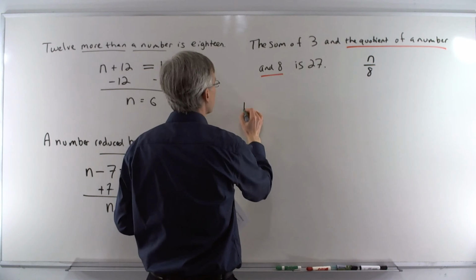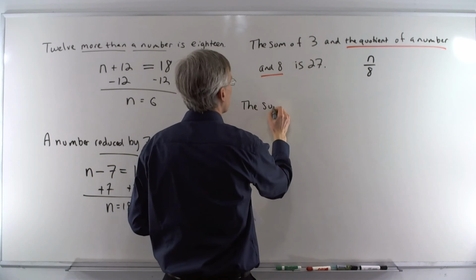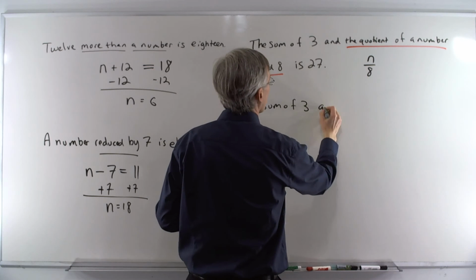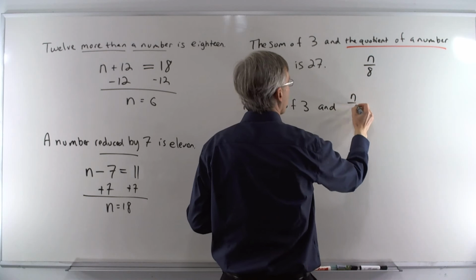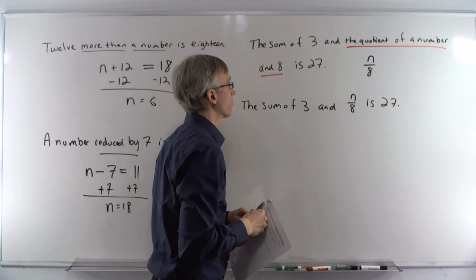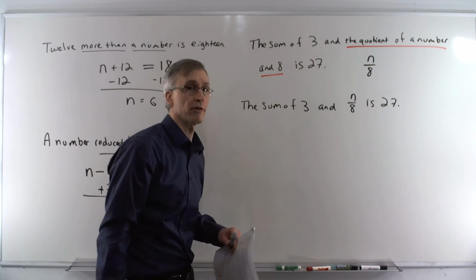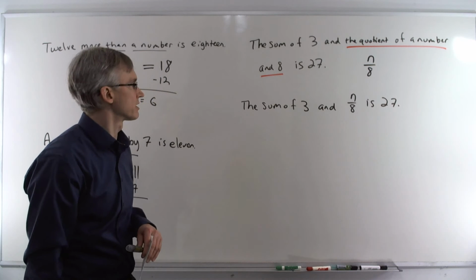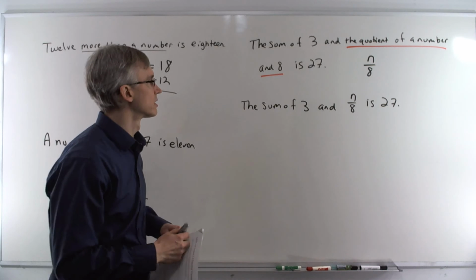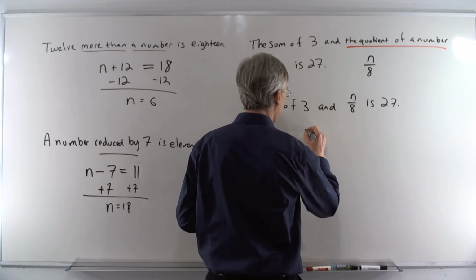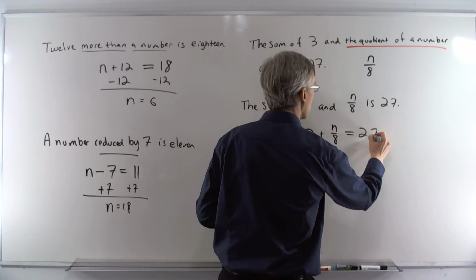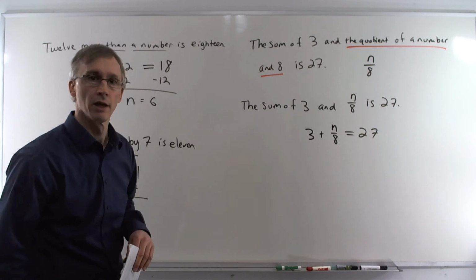So we can rewrite this. And all I've done here is replace the underlying expression with n over 8. Now we can translate "the sum of 3 and n over 8 is 27." Sum is addition, so we're going to add together 3 and n over 8. "Is" is the equal sign, 27. And now we can solve this.